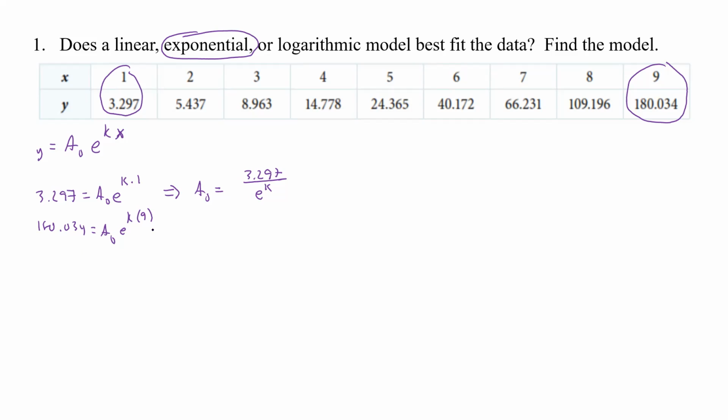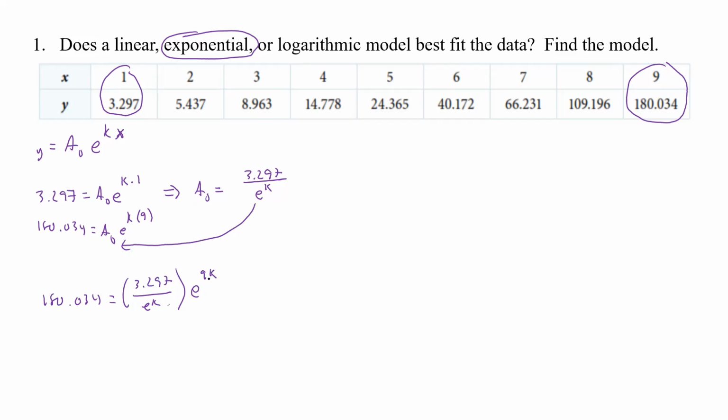We solve one of them for a naught. And then we plug this into the other equation, because that's what a naught is in this equation. So let's plug it into this one. And so we get 180.034 equals 3.297 over e to the k, times e to the 9k. So that's what we've done to simplify it.